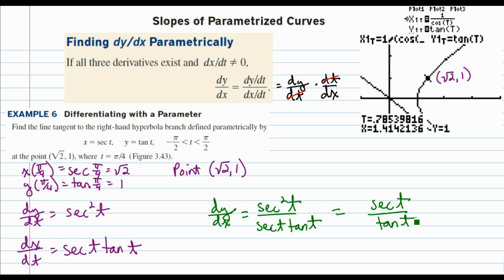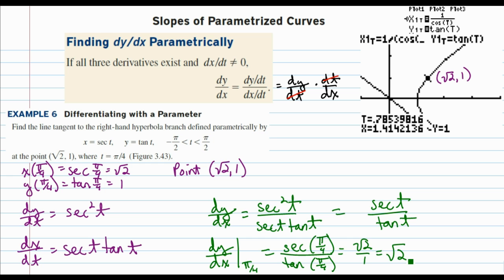And that is going to be the slope, and I want to find that slope specifically at pi over 4. And I can write the derivative evaluated at pi over 4 like this, dy/dx, bar, and then a little pi over 4 at the bottom. And I get that the slope is going to be square root of 2.